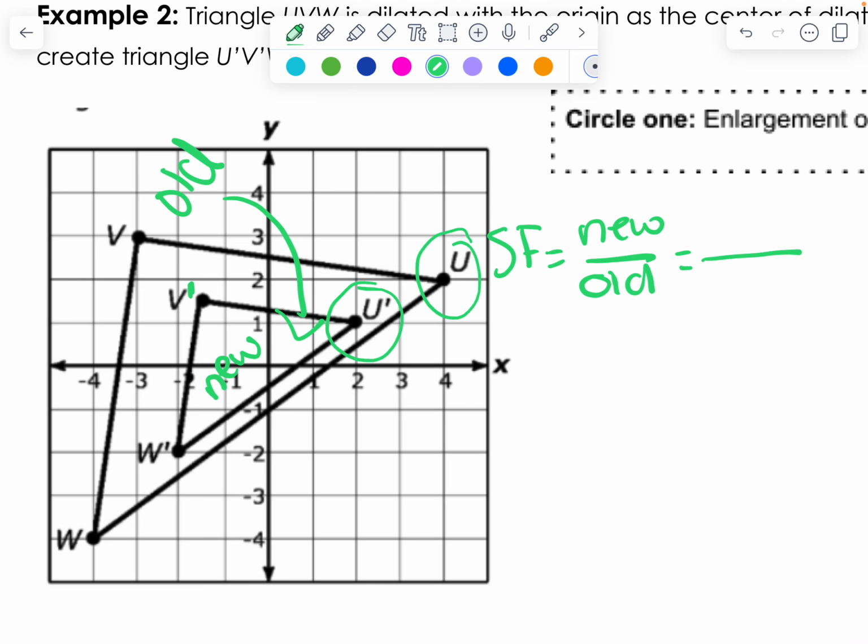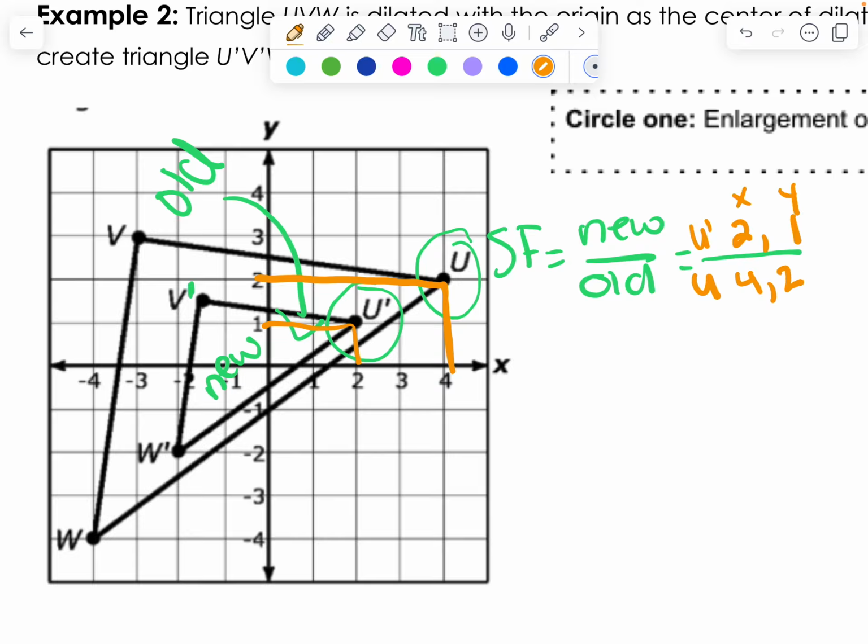I'm going to start with my new one. My new one is the U prime. So I'm going to write U prime. That point is 2 and 1, so I'm going to put 2, 1. My old, or the original, is 4 and 2. So I'm going to write U is 4 and 2.